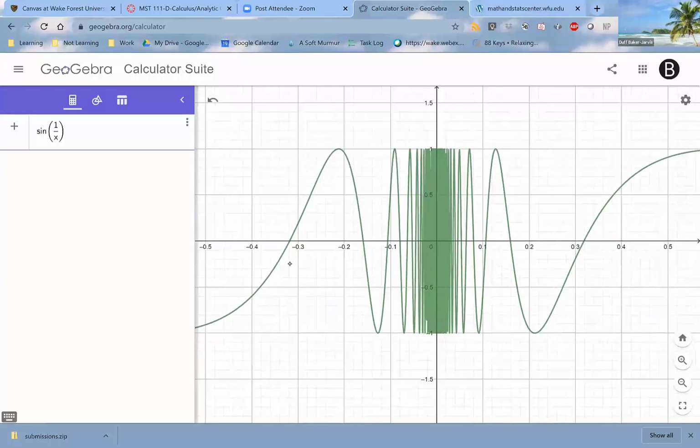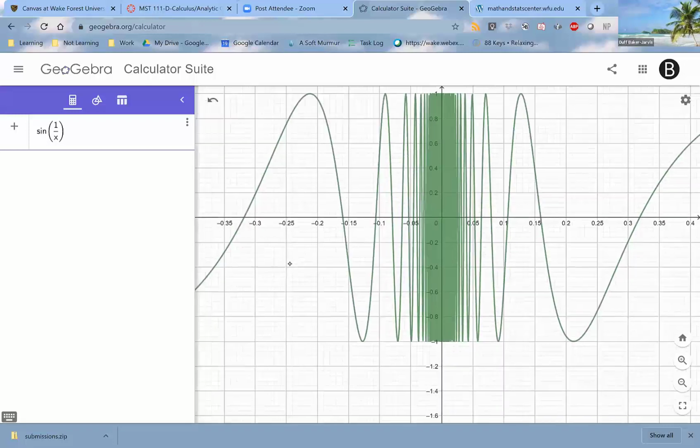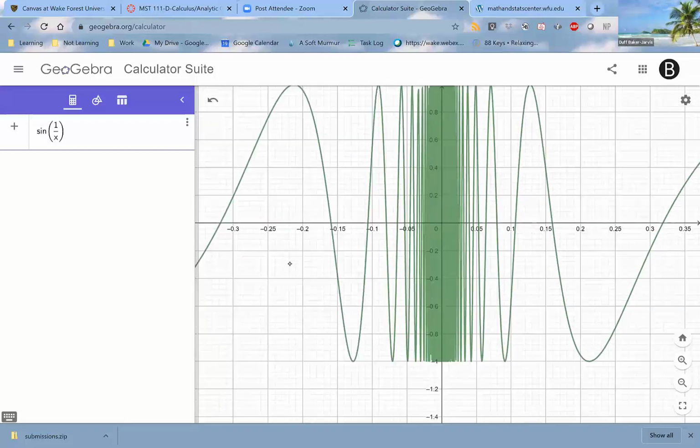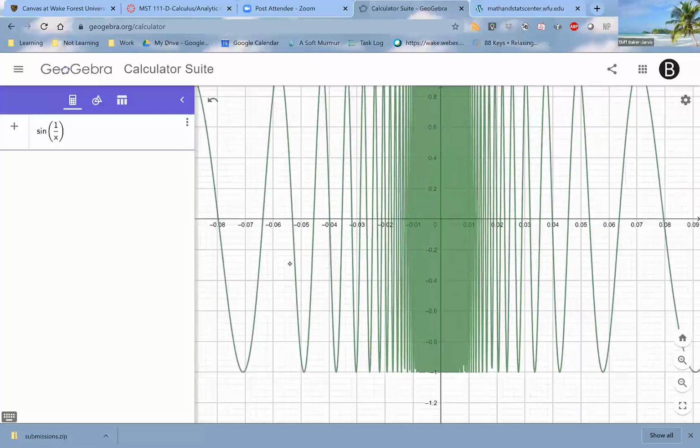let's see. It's being a little slow today. You can see if I zoom in that it sort of starts wiggling faster and faster until the calculator starts having a little bit of trouble with it, right?